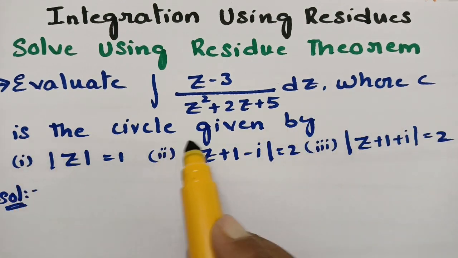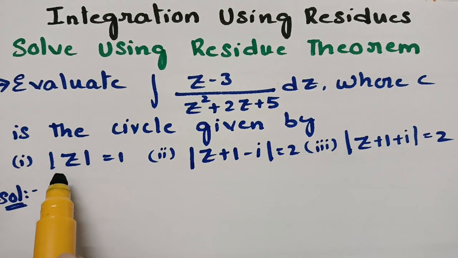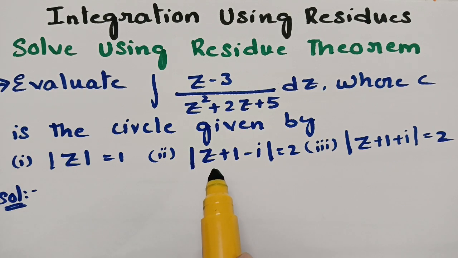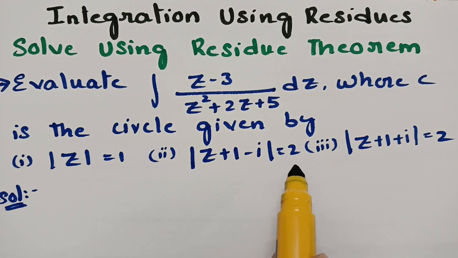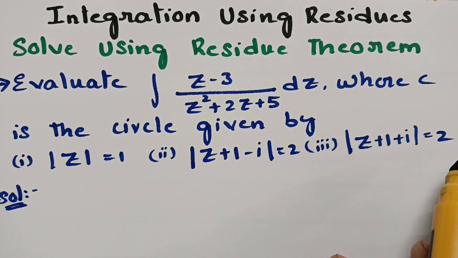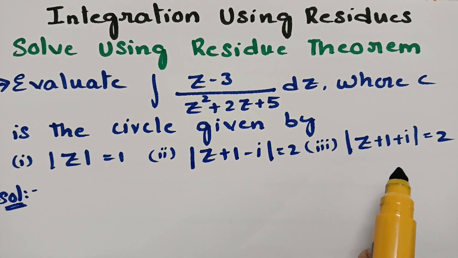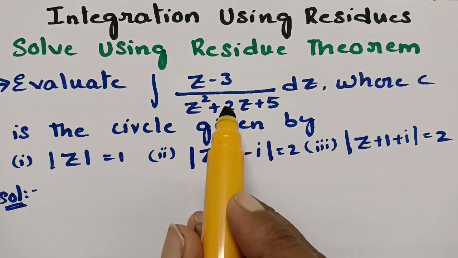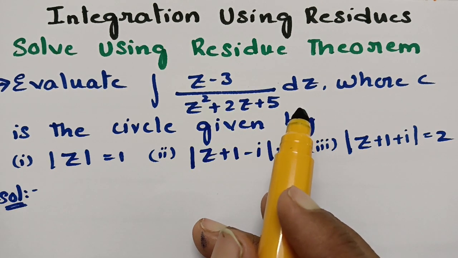where c is the circle given by, first, mod z equal to 1, then mod z plus 1 minus i equal to 2, and mod z plus 1 plus i equal to 2. So these are the three conditions given. We have to solve this integral of f of z dz using the residue theorem.